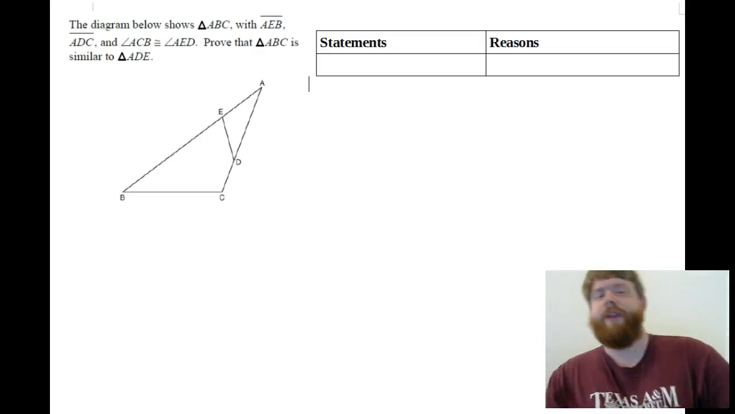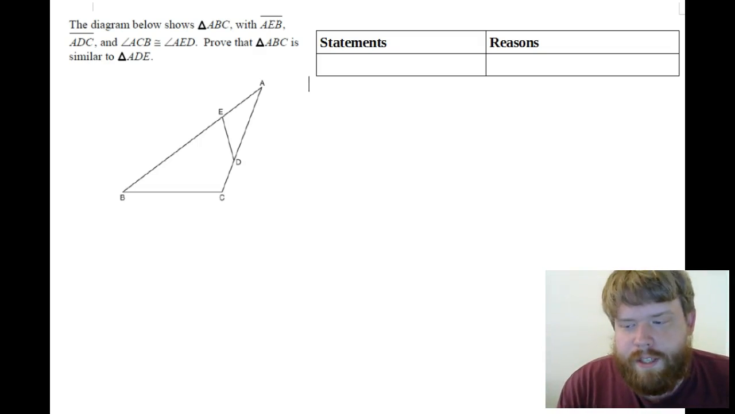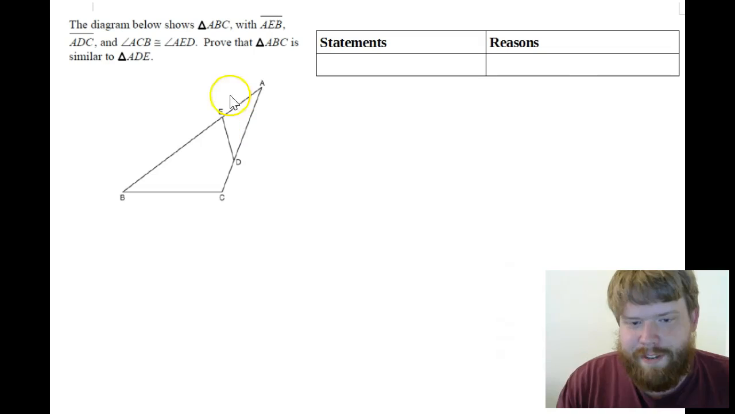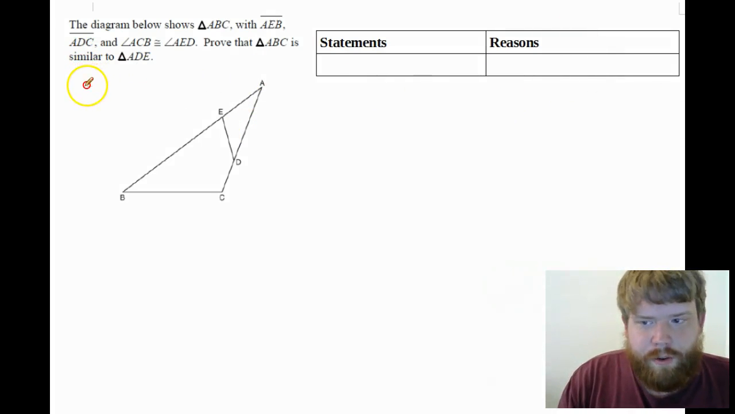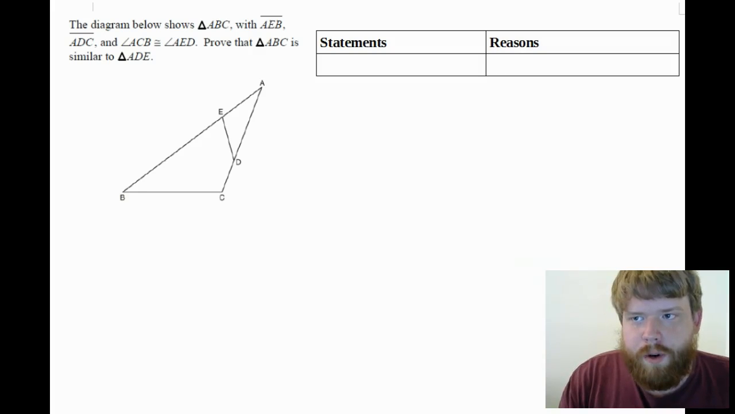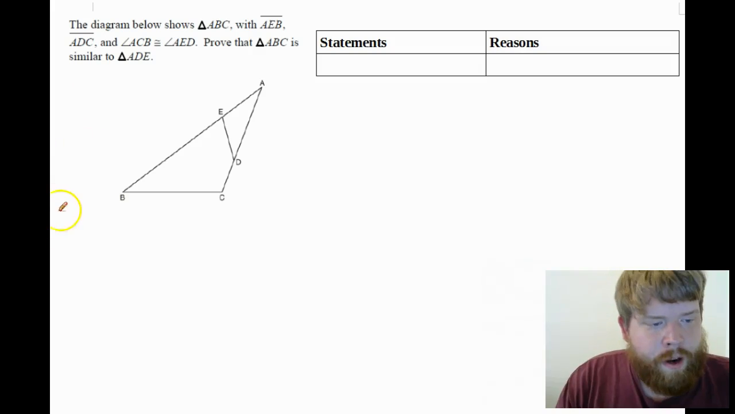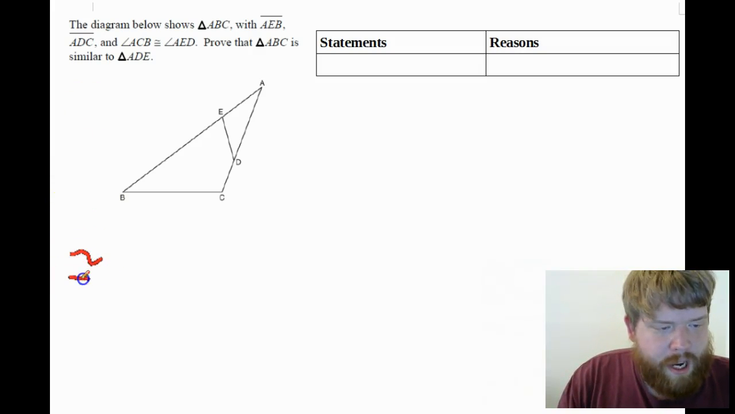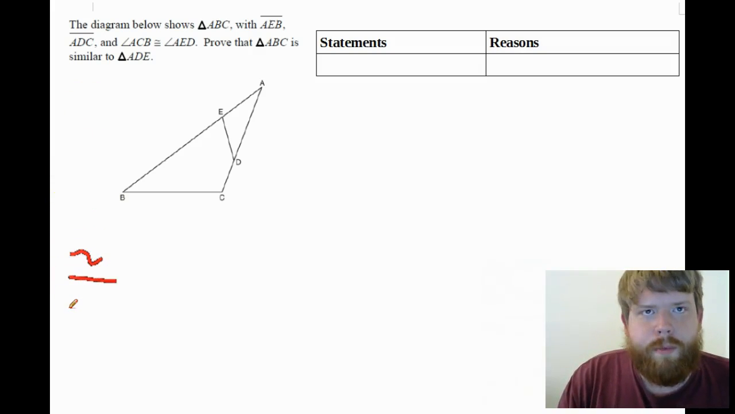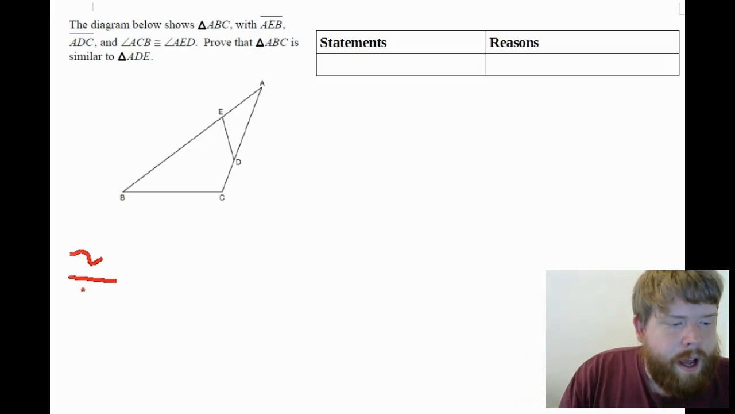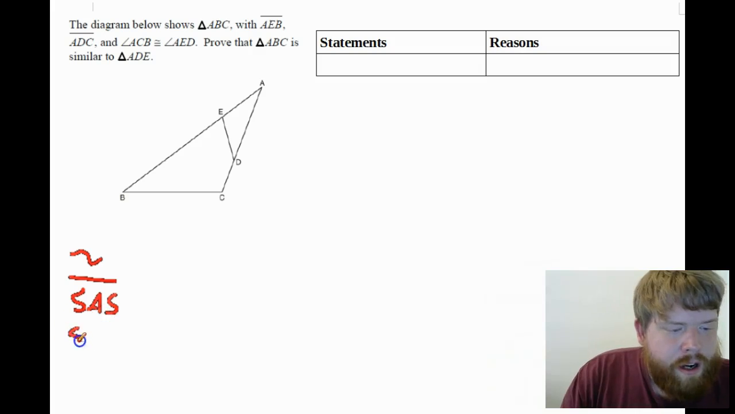Alright, so similarity. Similarity in some ways, even though it sounds scary, is easier than congruence proofs. For congruence, we have 5 different ways to prove that triangles are congruent. For similarity, there are just 3 options, and 2 of them almost never come up. SAS and SSS for similarity are very, very hard to use.